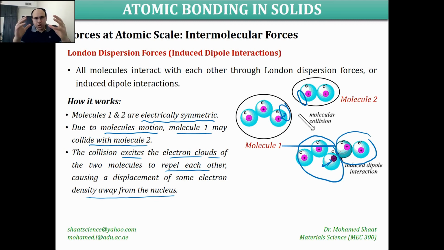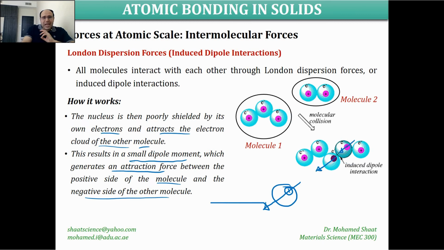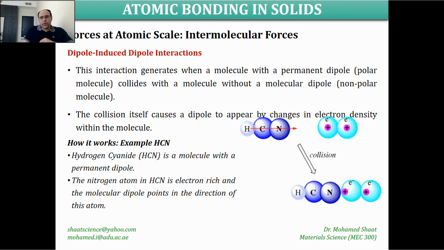So there is an induced dipole that is going to generate. It is too small, yes, but it is sufficient to generate this type of force, which is the London dispersion forces between the two molecules. And again, it is instantaneous, so that's why it is induced upon the collision. Make sense?